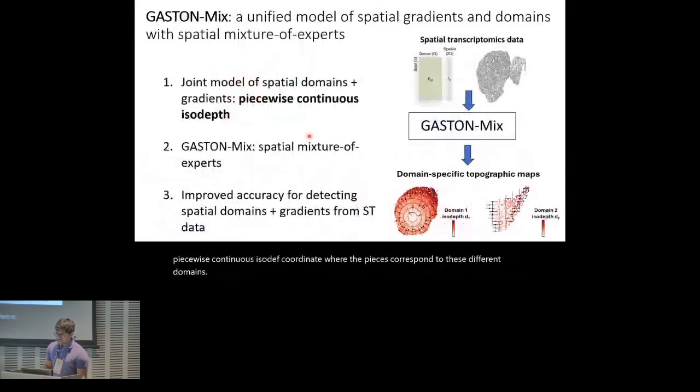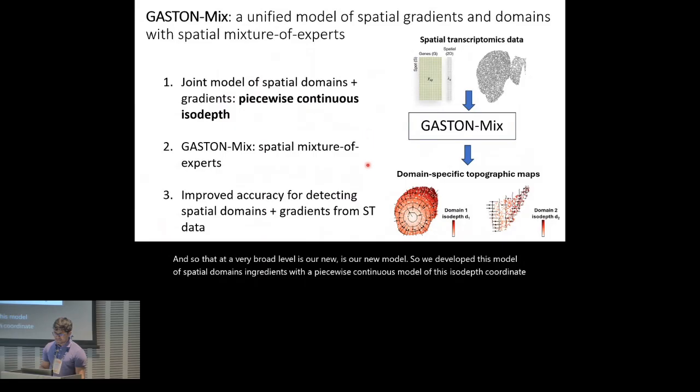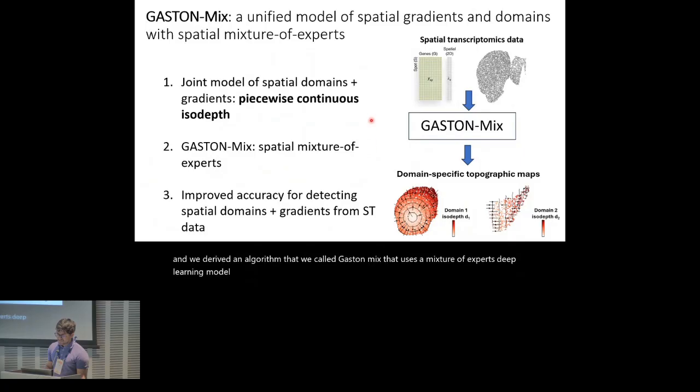And so that, at a very broad level, is our new model. We developed this model of spatial domains and gradients with a piecewise continuous model of this isodepth coordinate. And we derived an algorithm that we called GASTON-Mix that uses a mixture of experts deep learning model to find these gradients and domains in terms of this piecewise continuous function. And we show that with this more general model of spatial gradients and spatial domains, we get improved accuracy in various tasks in spatial transcriptomics data. Let's now briefly describe what this model looks like.